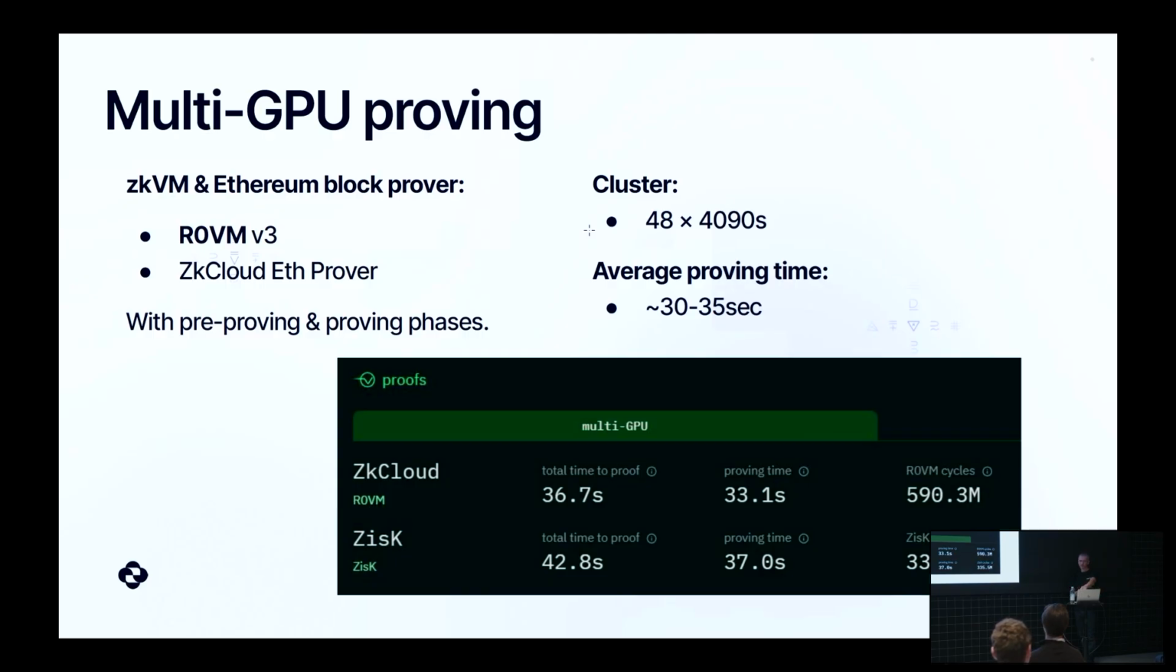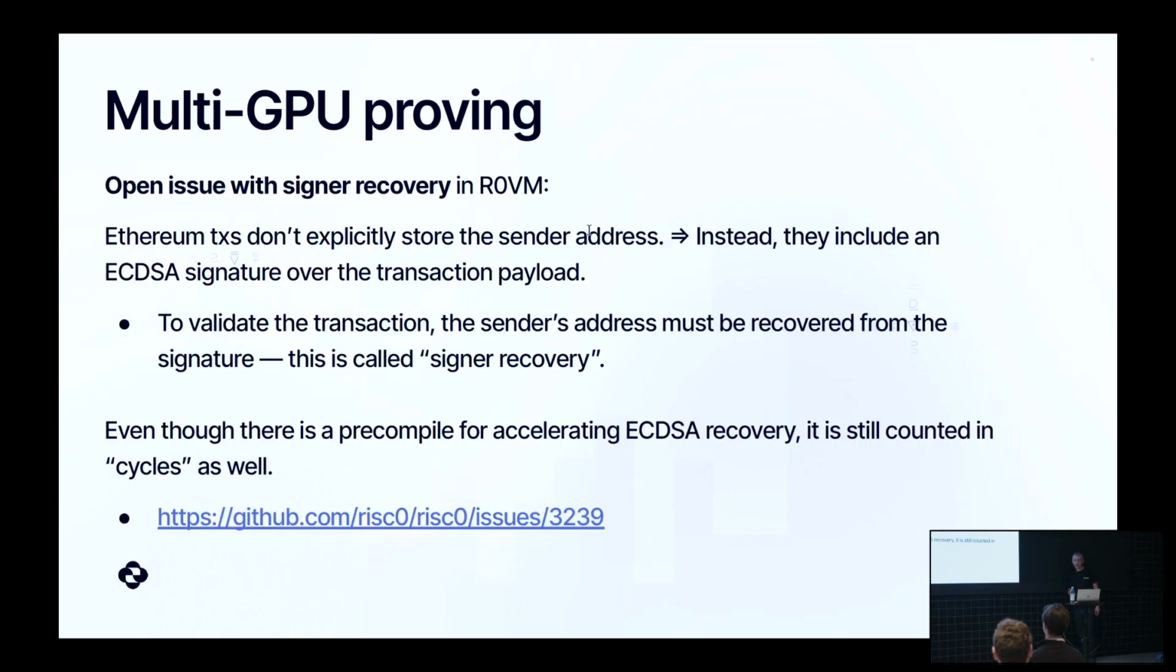However, one of the main bottlenecks we are having is that if you see the cycle count compared to ZisK here, it's almost double in RISC Zero, and the reason for that is an issue with signer recovery. Ethereum transactions don't explicitly store the sender address, but instead the ECDSA signature over the payload. To validate the transaction, this sender address must be recovered from the signature.